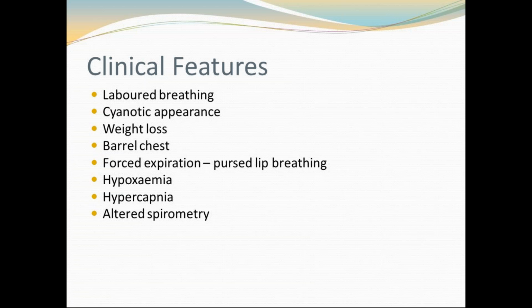Barrel chest is to do with excessive use of the accessory muscles of ventilation, the intercostal muscles and the shoulder girdle, breathing and breathing and breathing. What happens is that the intercostal muscles between your ribs start to become hard, and you end up with this barrel chest. We've talked about pursed-lip breathing. We've talked about hypoxemia. Hypercapnia is a rising CO2 level.